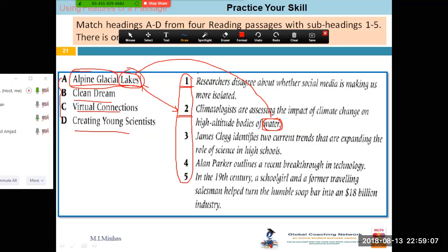Now, what are glaciers? Do you know what are glaciers? The mountain tops covered with snow, right? So now glaciers means, even if you don't know, I'm just explaining it. Even if you don't know glaciers, you at least know water and lakes. But if you know glaciers, then it means high altitude, mountain tops, height. Clear?